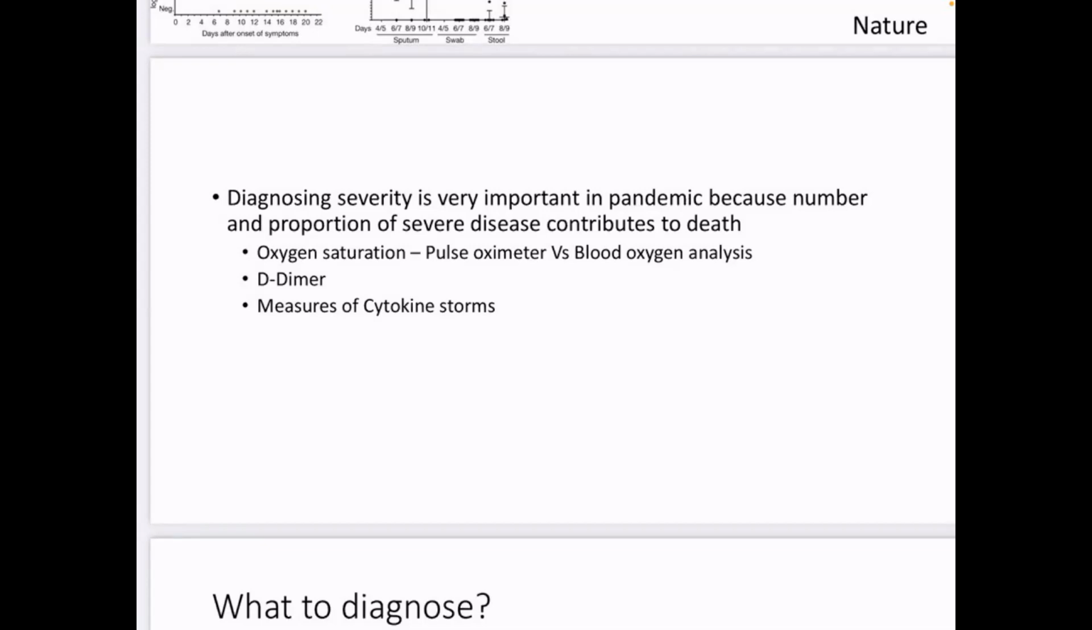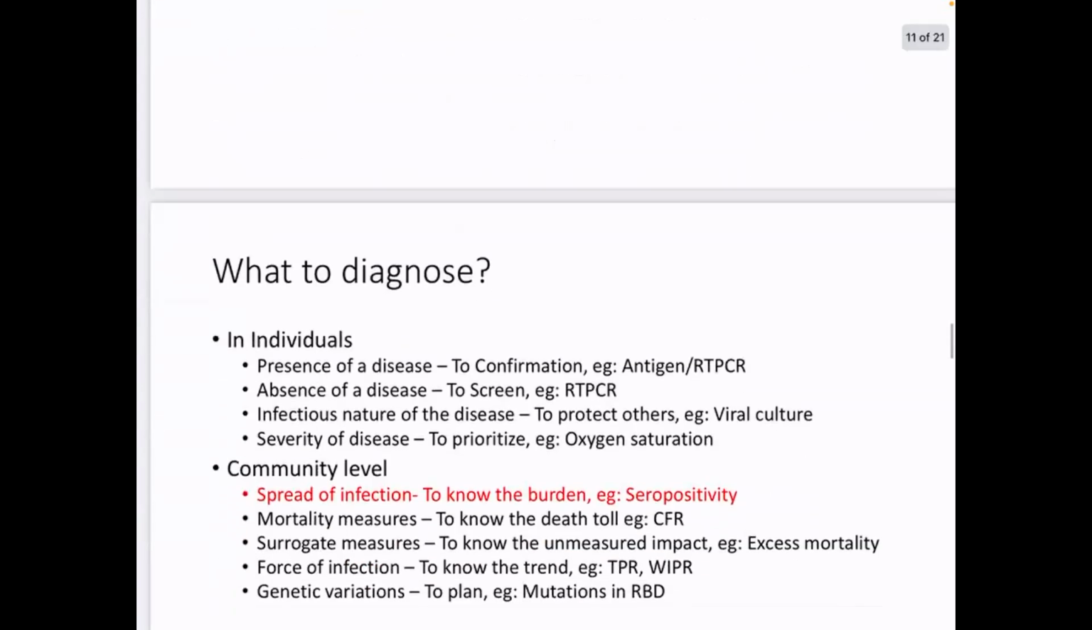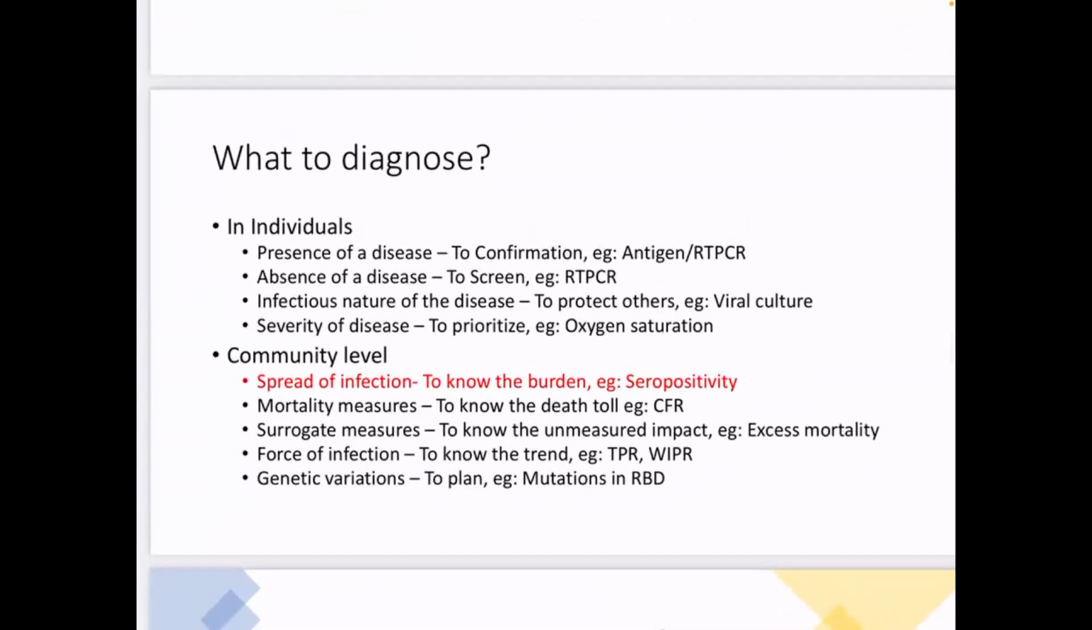And again, we have to diagnose D-dimer, measures of cytokine storms and all the other things that we have discussed already. And now another very important component of diagnosis during a pandemic is that we have to diagnose things in the community. For example, if you want to diagnose the spread of infection, then you have to check the seropositivity. Okay, if you are just going to a lab and you check what your antibody level is, it may be important for you because it may be indicating the effectiveness or the presence of some kind of immunity in your body.